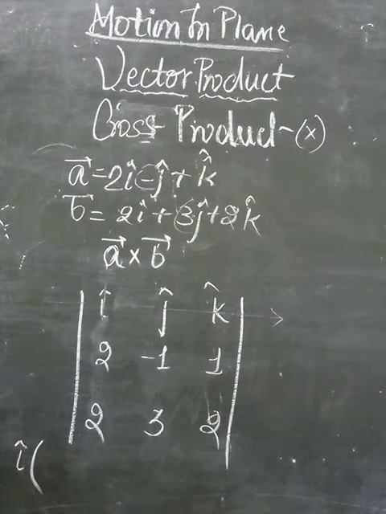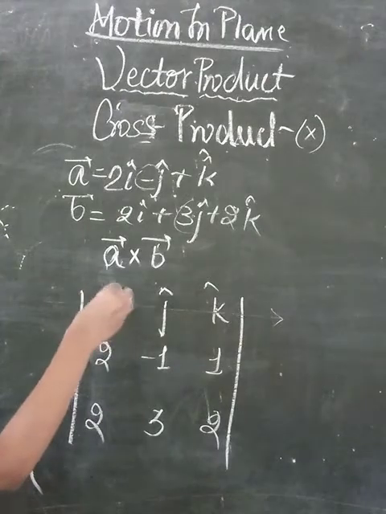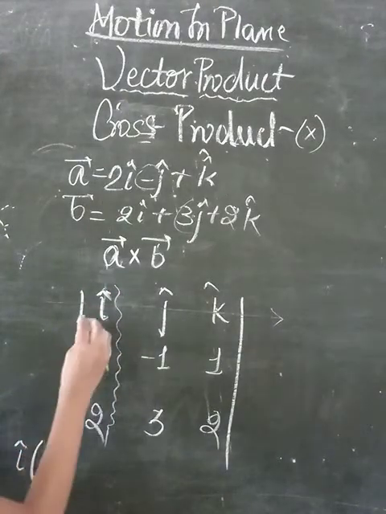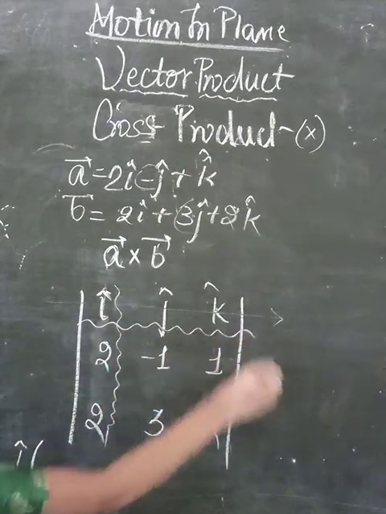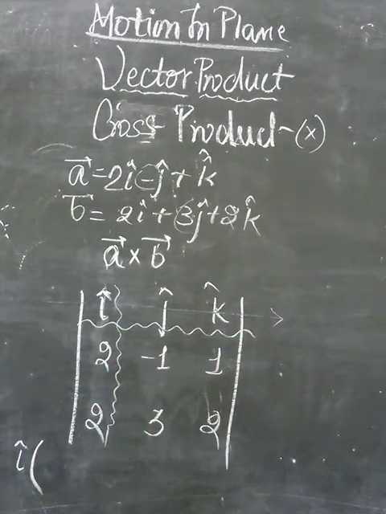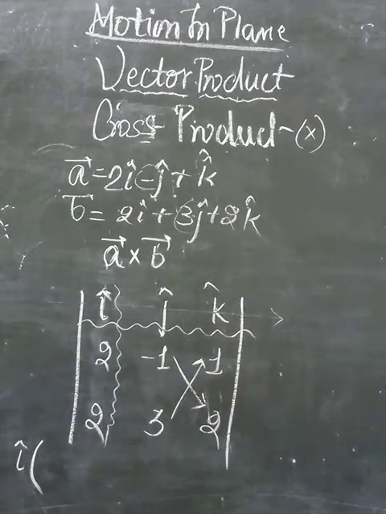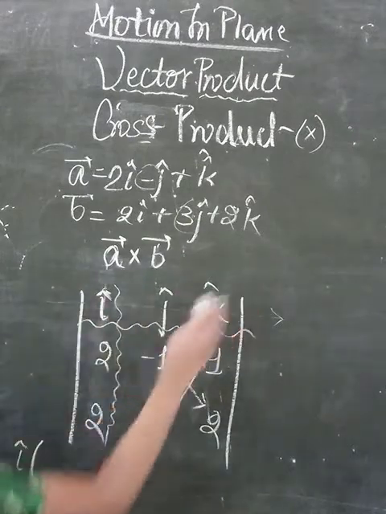But how will we be solving? If we are writing the i cap, then we just have to leave this row, because it is the row of the i, and we have to leave the row as well as the column of the i. Once the column and row are deleted, what are the values remaining? They will be cross multiplied to each other.